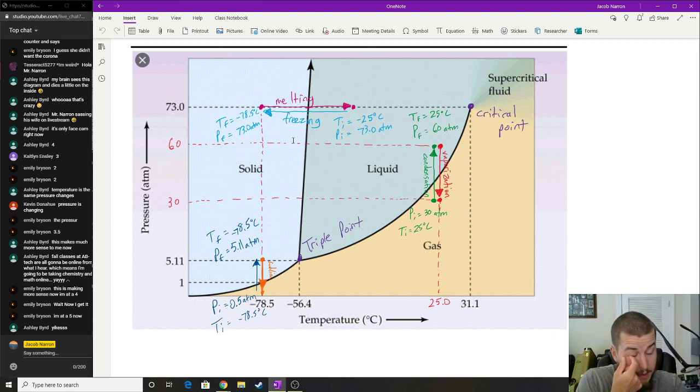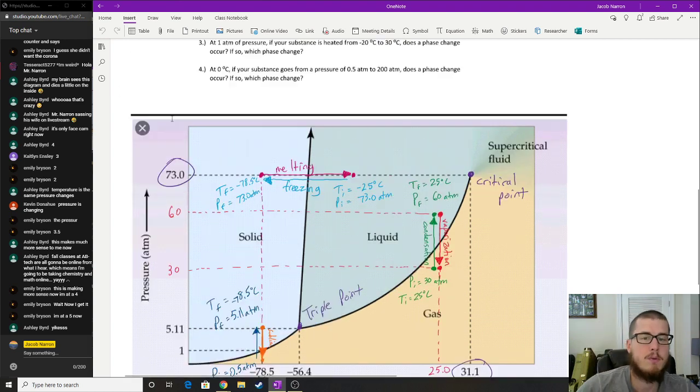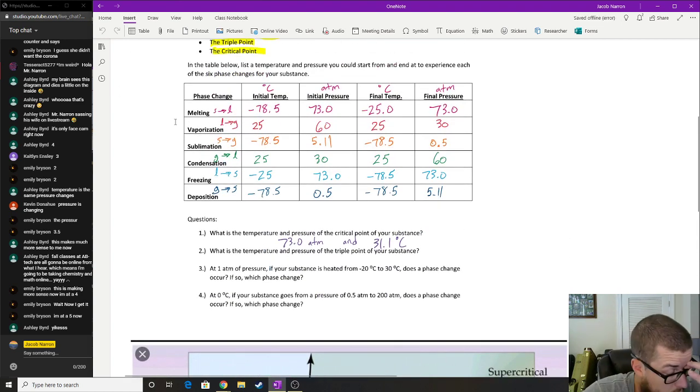And for the critical point, luckily, they've given us those numbers. We just have to write them down in the blank. So 73 is the pressure, 31.1 is my temperature. So 73.0 atmospheres, and 31.1 degrees Celsius. There's question 1. Question 2, what is the temperature and pressure of the triple point of your substance?